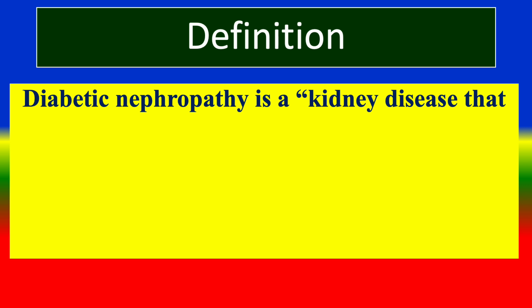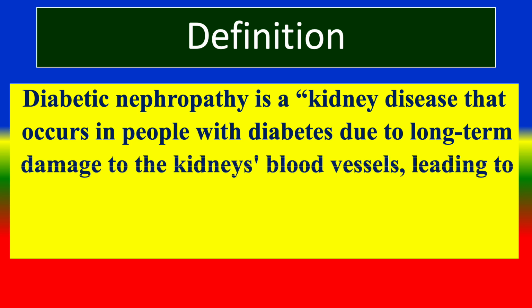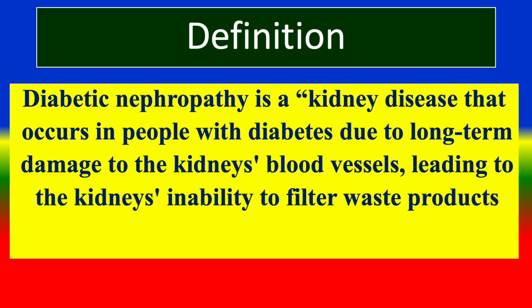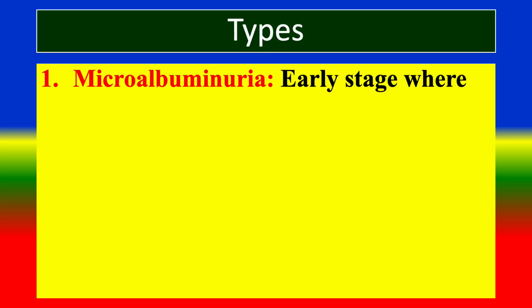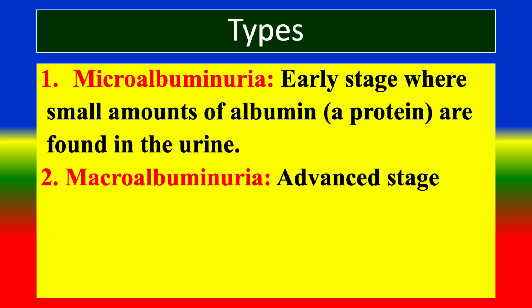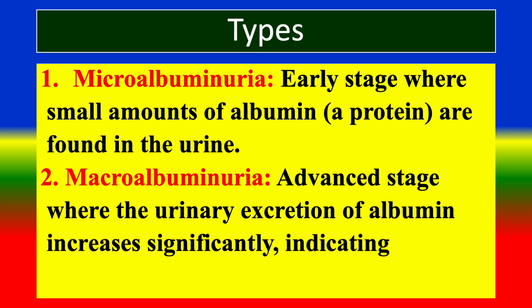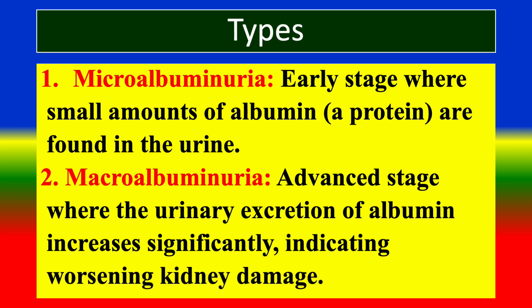Definition. Diabetic nephropathy is a kidney disease that occurs in people with diabetes due to long-term damage to the kidneys' blood vessels, leading to the kidney's inability to filter waste products efficiently. Types. 1. Microalbuminuria, early stage where small amounts of albumin or protein are found in the urine. 2. Macroalbuminuria, advanced stage where urinary excretion of albumin increases significantly, indicating worsening kidney damage.